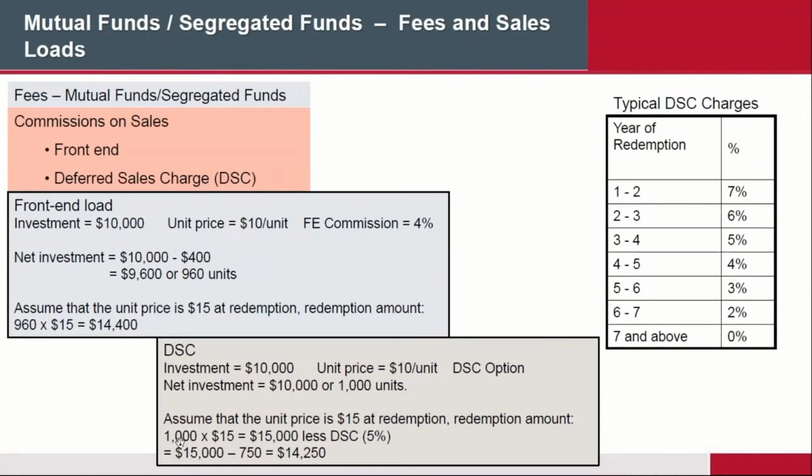So once again, the same assumption: the unit price is $15 at redemption. So the redemption price is now 15 times 1,000 units, and your $15,000 is the amount of money that you took out. However, let's assume that you took out the money before the actual maturity date. What you've got to worry about is that we're going to penalize you because you took out the money too soon.